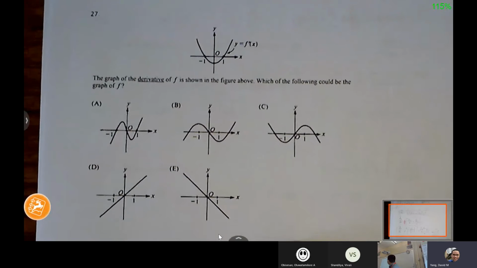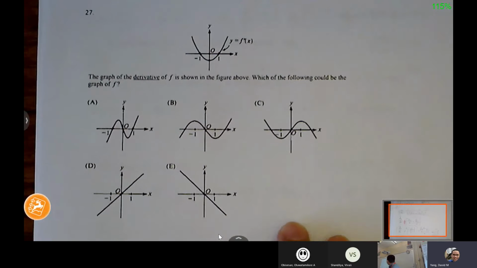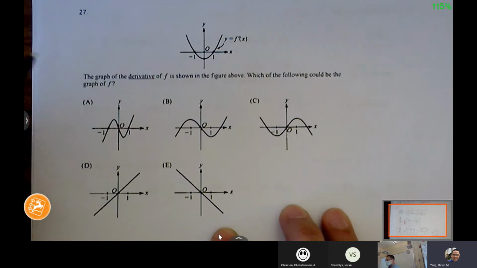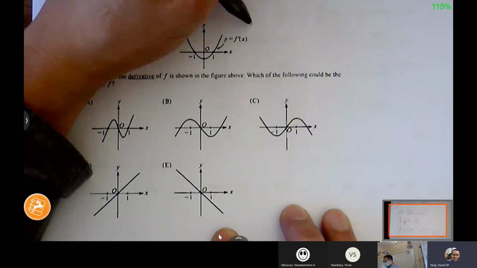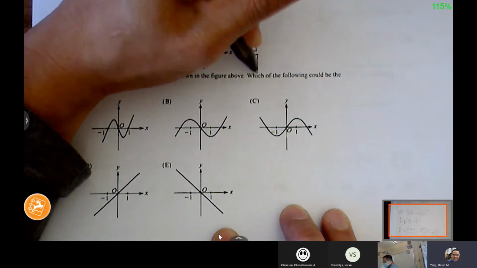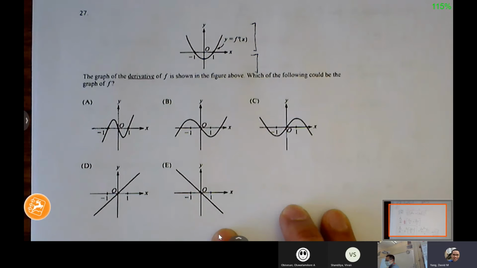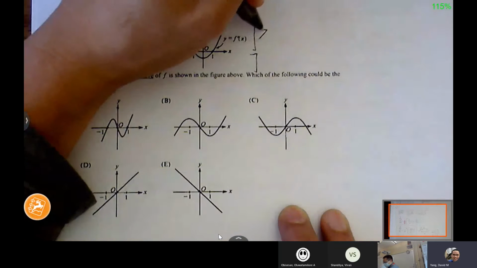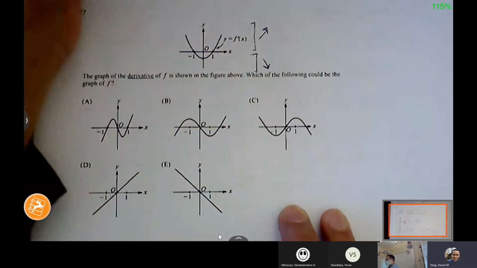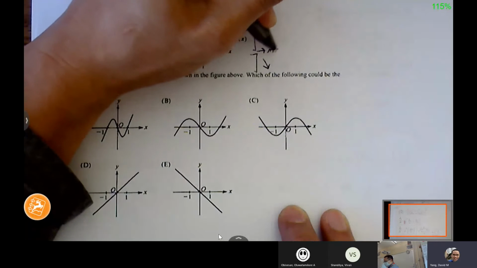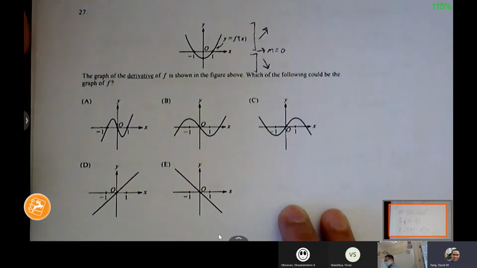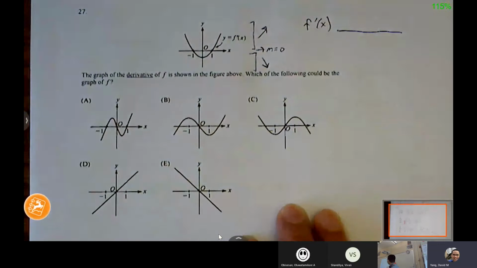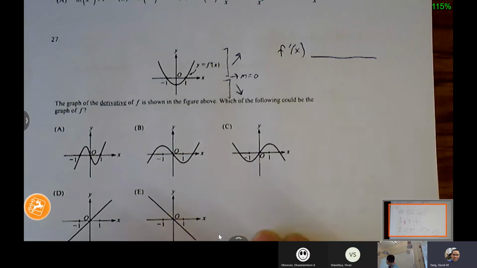Okay, so 27, what we're given is the derivative graph. We want to know what the original graph looks like. So with a derivative graph, understand what we're dealing with. Above and below the x-axis means slope behavior of the graph. Above the x-axis is positive slope, below is negative slope, and on the x-axis is slope 0. So if we create a slope sign line, we can have some idea as to how the graph is rising and falling.